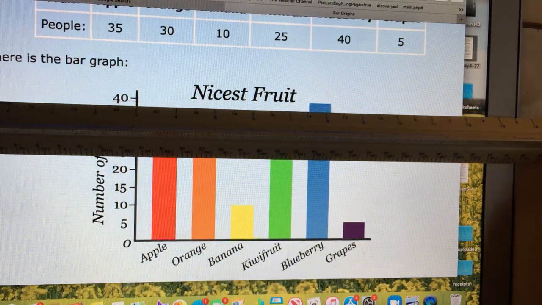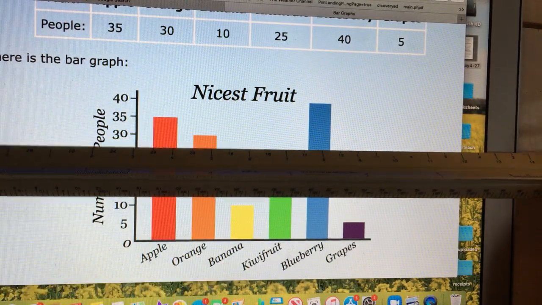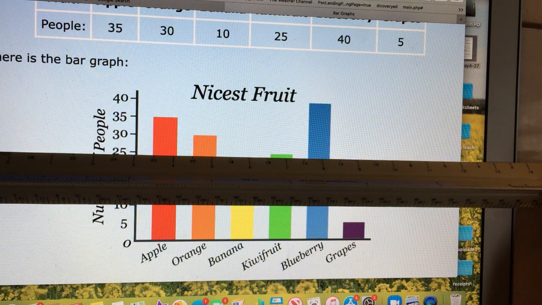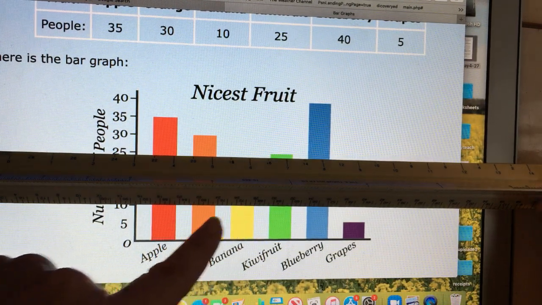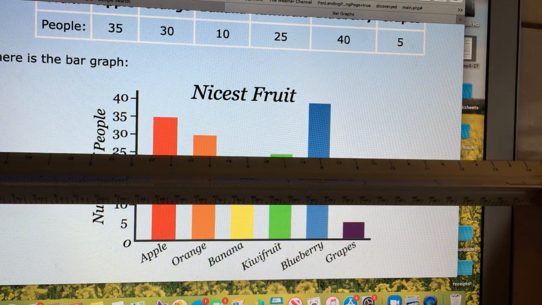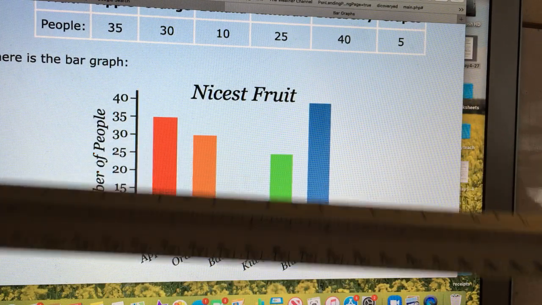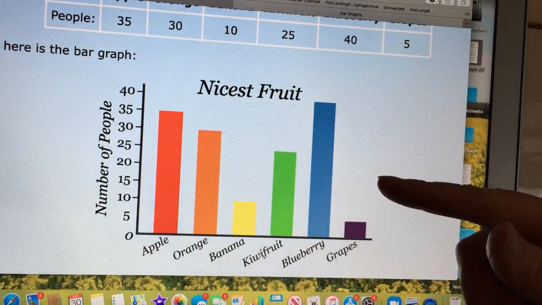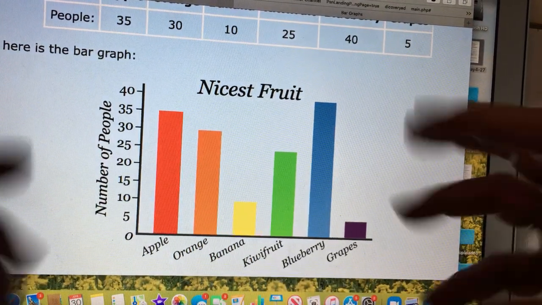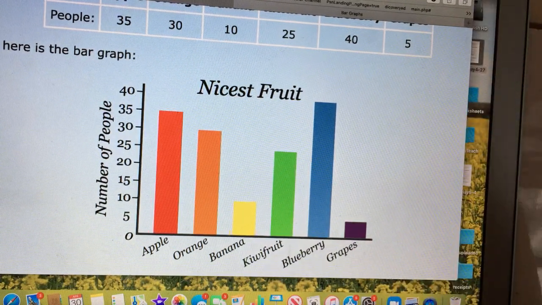Let me slide down and look and see how many people voted for the yellow, which is banana. I'm going to line right up with the bar, and I see that the yellow lines right up with the number 10. So I know 10 people voted for banana. But the idea with a graph is for you to be able to glance at it and know what has the most and what has the least.